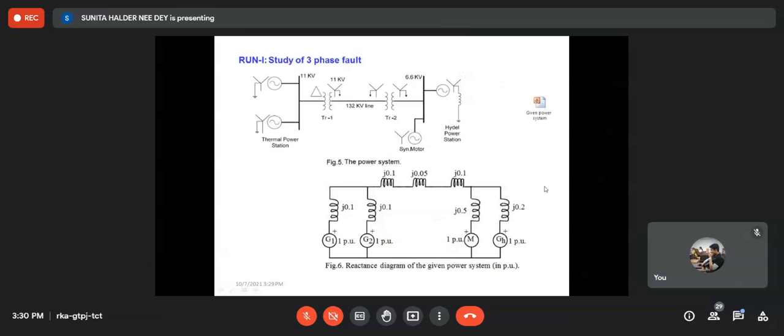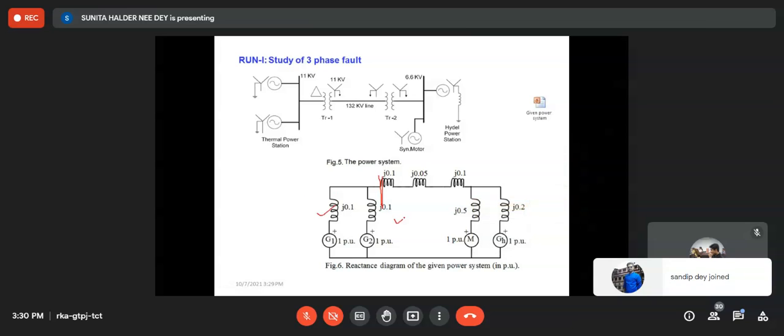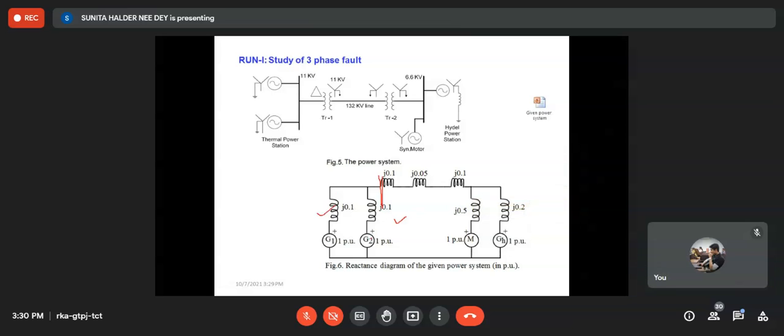So if we want to study the three-phase fault, this is the network, right? If we convert it into sequence network, then what happened? These two generators are connected in parallel. This is the generator bus. These two generators are identical. Values you can get from the information. They are 0.1 per unit and their rating is the same, so 1 per unit. Then there is a transformer, then a transmission line, then another transformer.